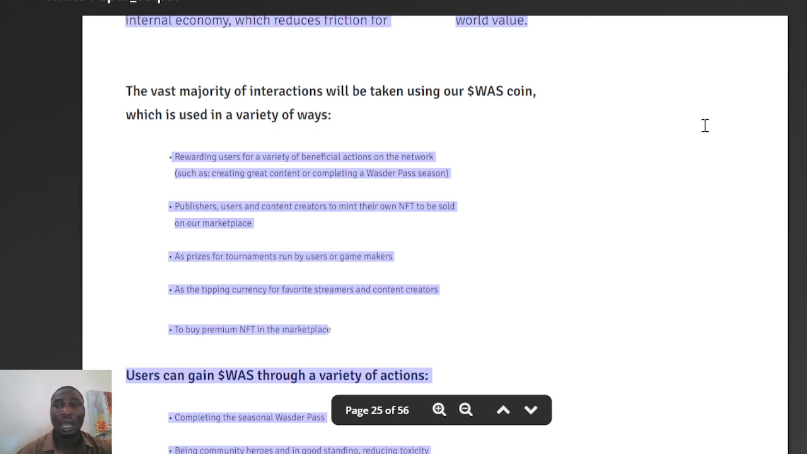And that's why I said awarding users for a variety of benefits on the network, publishers, users and content creators minting their own NFTs to be sold in our marketplace, and also prizes for tournaments. So all these are basic information that we need to know when talking about this token, and how we can go about it.